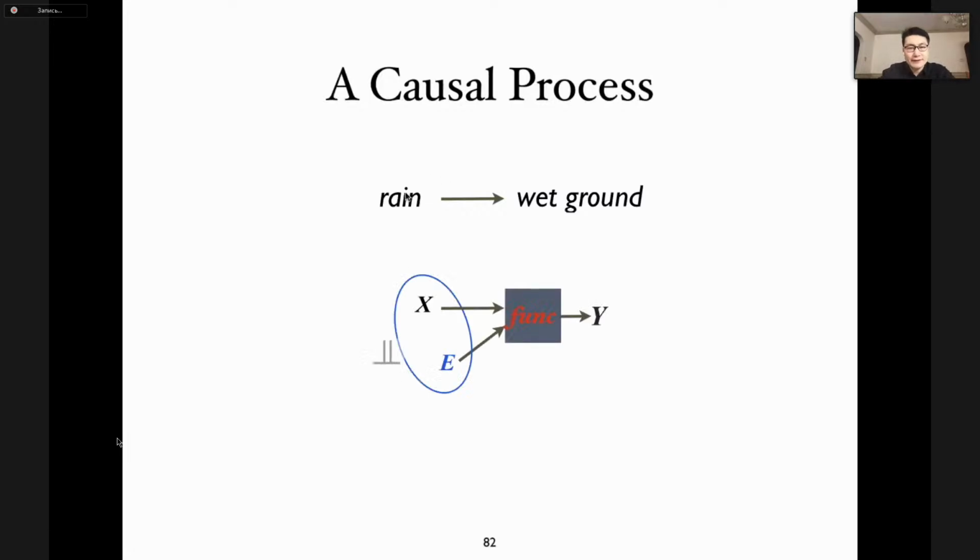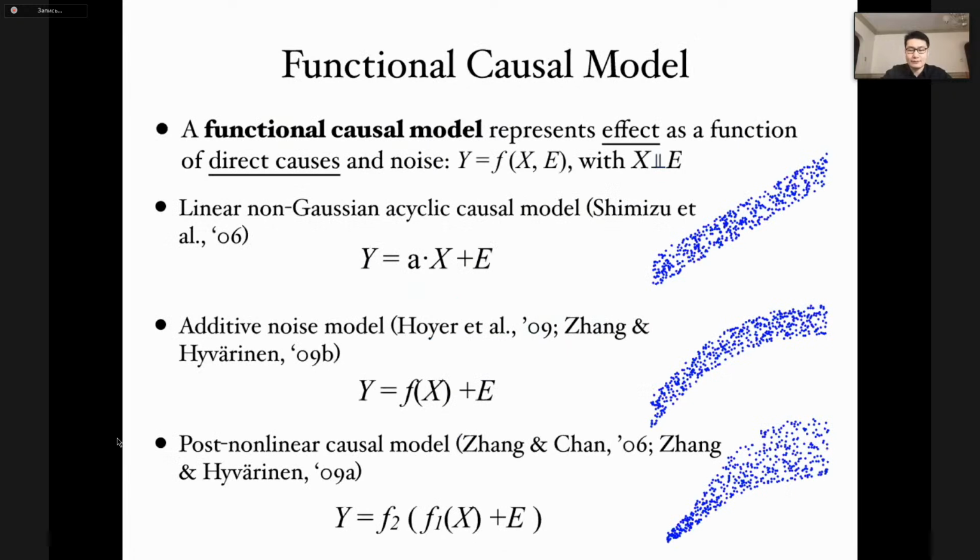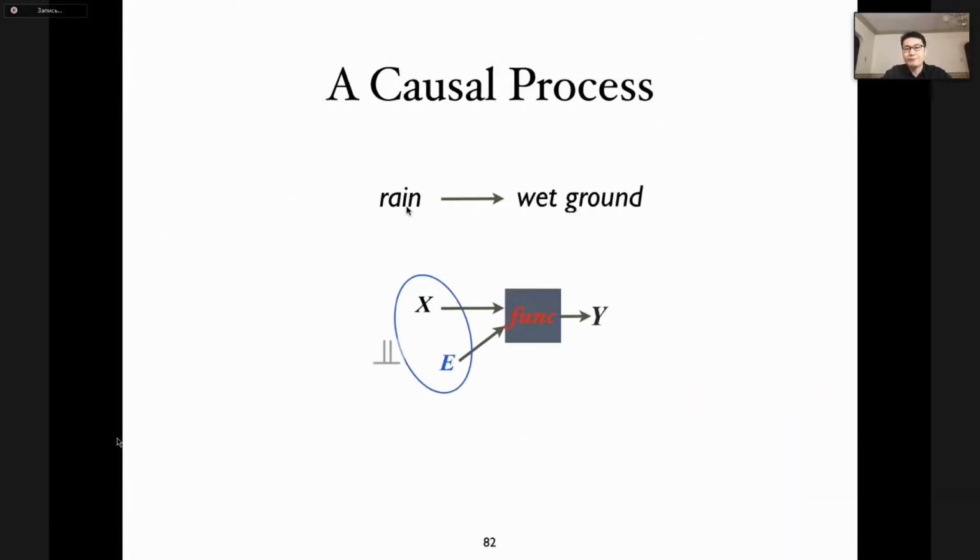Okay, so here you can see a causal process. Rain causes the wet ground. So when we say this is a causal process, we mean the following thing. If there is no common cause for rain and wet ground, then the generating process of the cause, rain, would be completely irrelevant to the generating process from rain, the cause, to the effect, wet ground. Right here, that means the generating process of X and the generating process from X to Y are completely irrelevant. E, the error term, is involved in the second process. That's why X and E, cause and noise, would be independent.